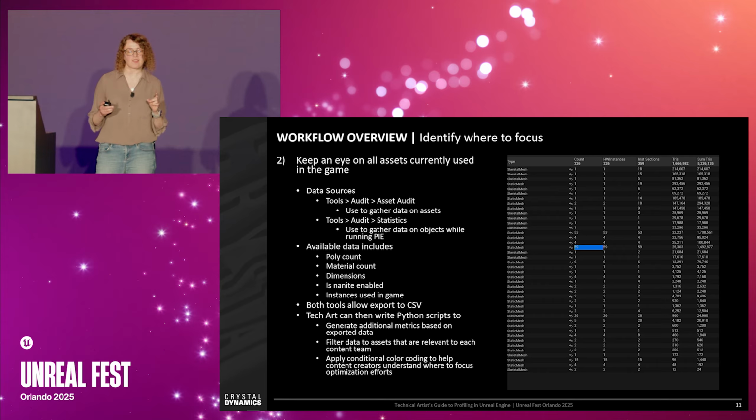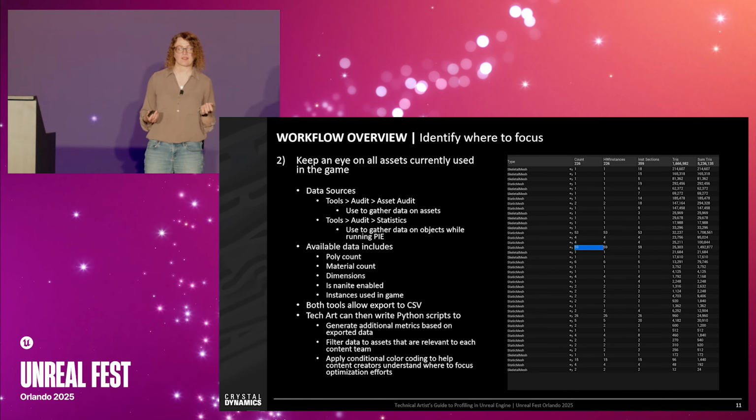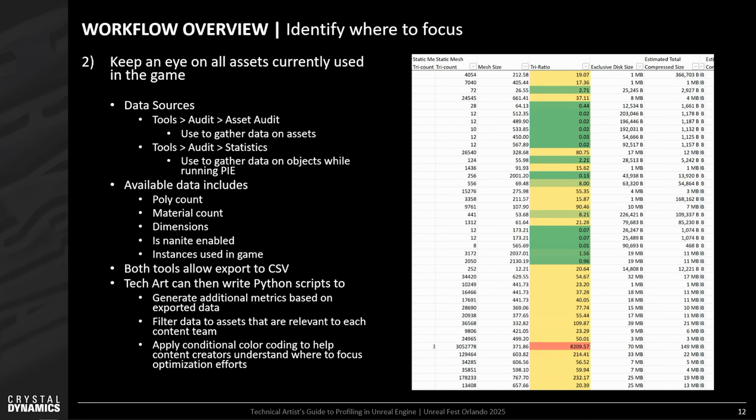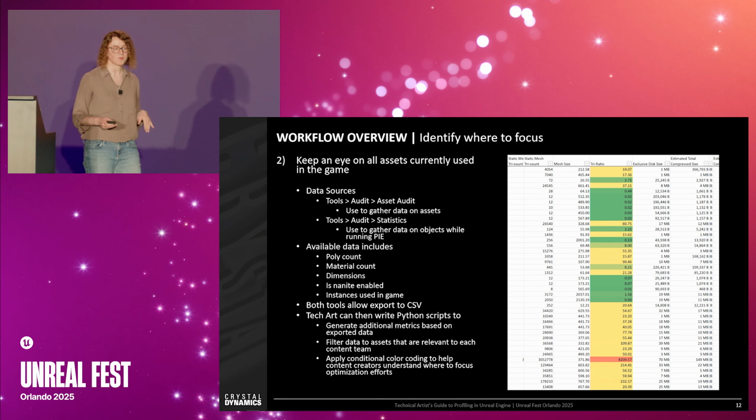processing that data. Both these tools allow you to export CSV, and then TechArt can write Python scripts to generate additional metrics based on exported data. They can filter data just to assets that are relevant to each of the content teams that they are working with. And they can also apply conditional color coding to help content creators understand where to focus their optimization efforts. So over here, we have an example of doing that, grabbing all that data, manipulating it, coming up with a new metric, and then displaying it in a way that's easily digestible for content creators so that they know exactly where to focus their efforts.